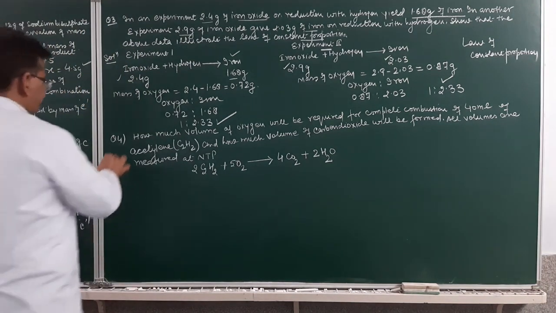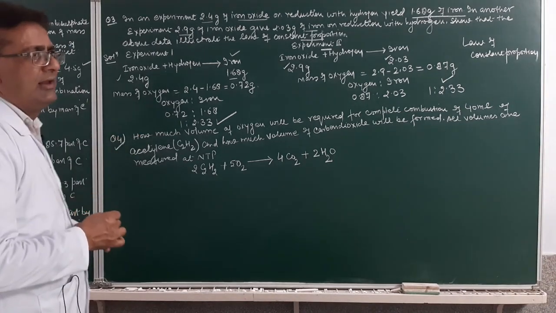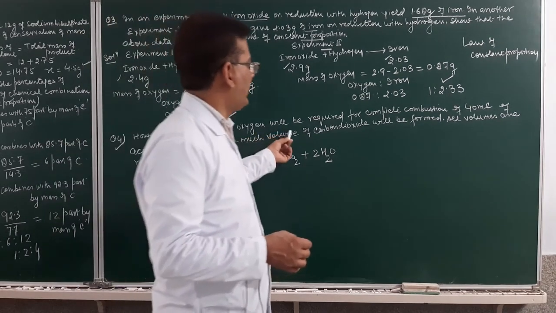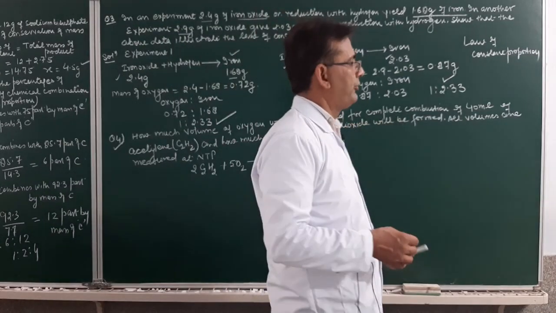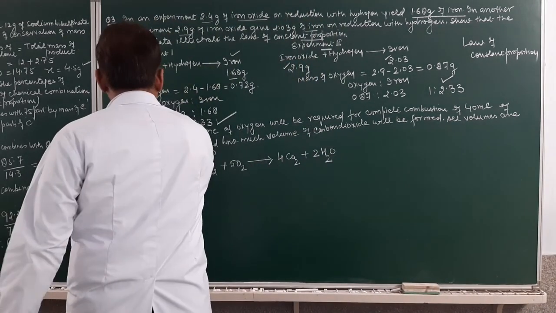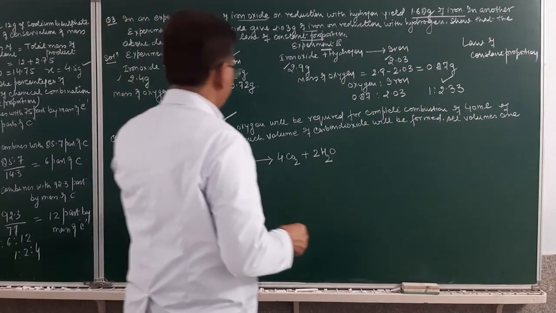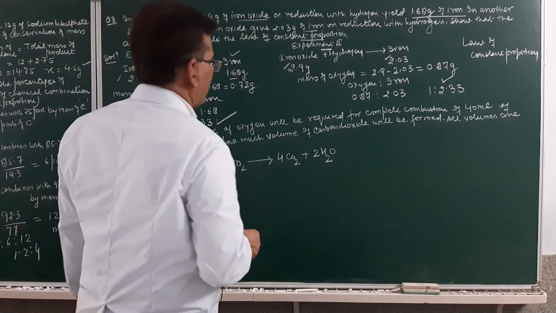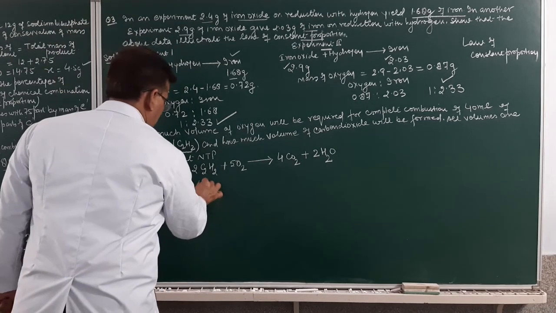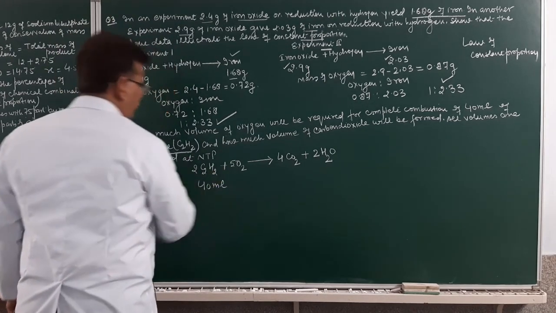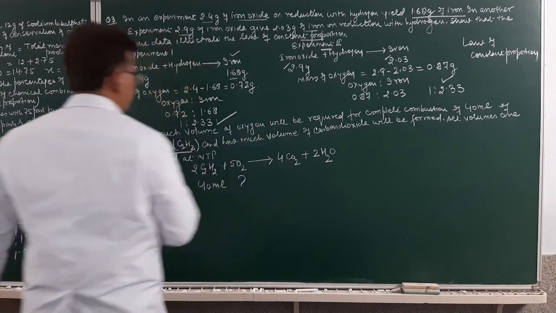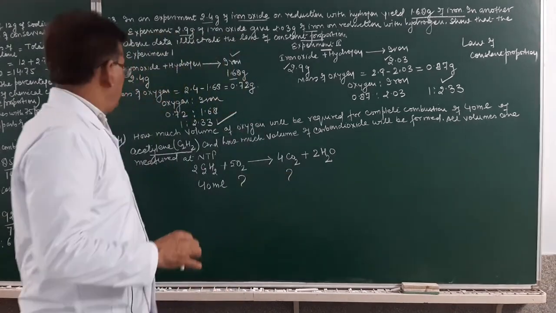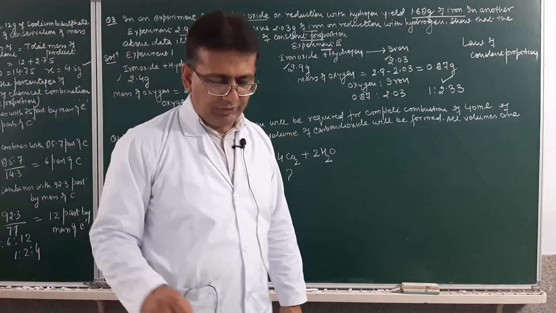Now look at question number 4. This is something you have done in class 10th also, Gay-Lussac's law. How much volume of oxygen will be required for complete combustion of 40 ml of acetylene? If you burn acetylene with oxygen, how much volume of oxygen will be required to burn 40 ml of acetylene? To burn 40 ml of it, what volume of oxygen is required and how much volume of carbon dioxide will be obtained? All volumes are measured at normal temperature and pressure.